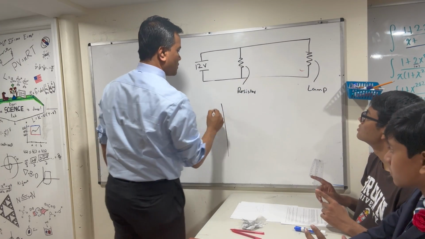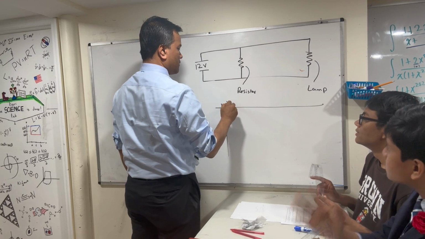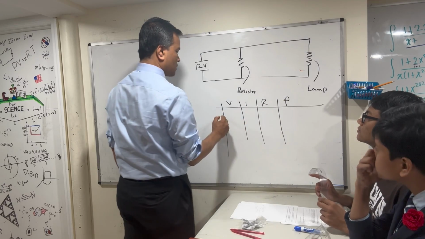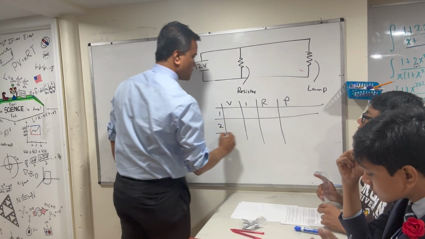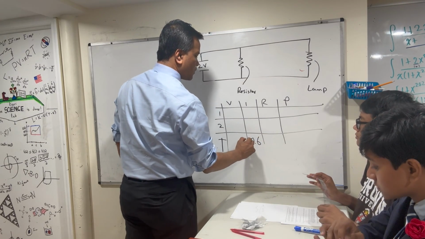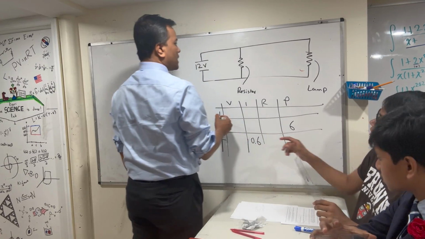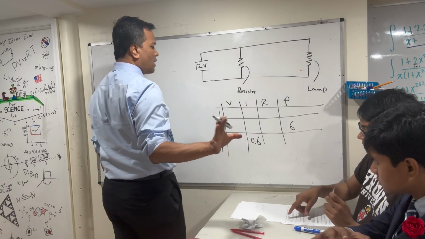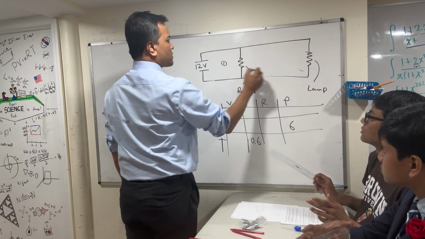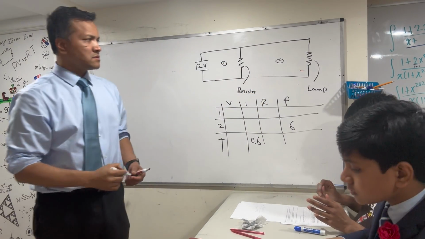So what I want you to do over here, I'm going to write V, I, P at location 1, location 2, and total. I'm going to give you 0.6, and I'm going to give you 6, also 12 volts. This is location 1. This is location 2. Isaac, go ahead.